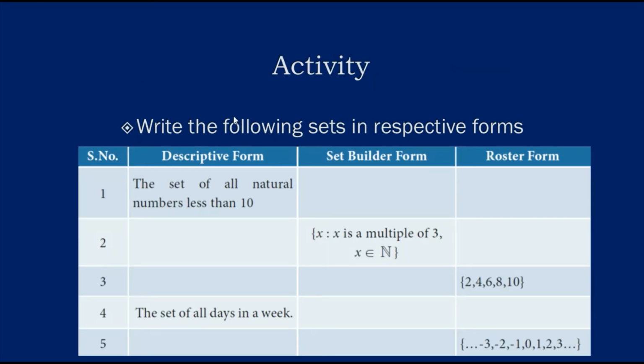Here is an activity. Write the following sets in respective forms. Number 1, the set of all natural numbers less than 10. This is described in words, and hence this is under descriptive form. The second one, a rule is given. x is such that x is a multiple of 3, x belongs to natural numbers. So a rule is given and hence this is under set builder form. The third one, the elements are listed and hence we have placed this under roster form.